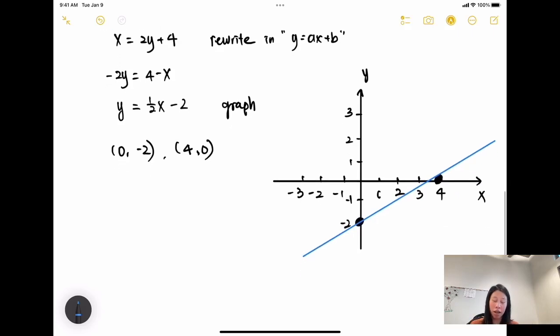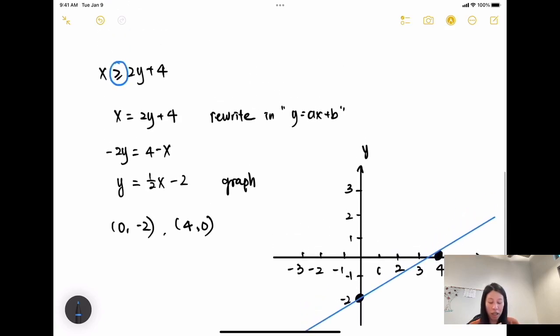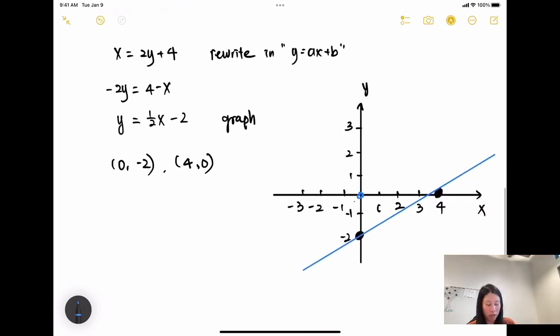So after we draw this line, we have two areas, right? One is on the upper left, and the other one is lower right. So for either one of these, you need to pick a random point in this area. You just need to pick one and test if it satisfies the inequality. So in order to do an easy calculation, I pick 0, 0. This is going to be my test point.